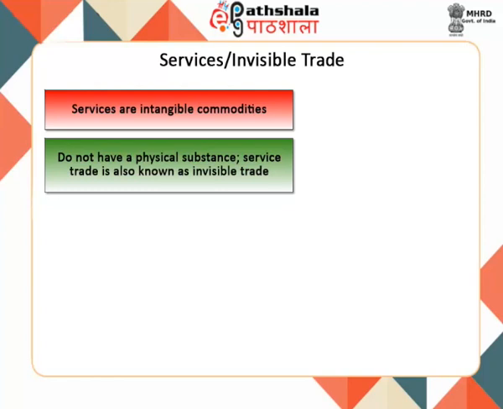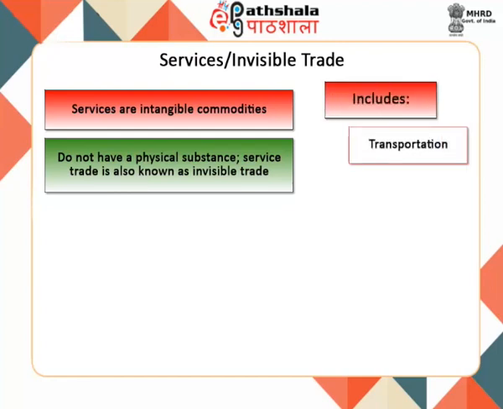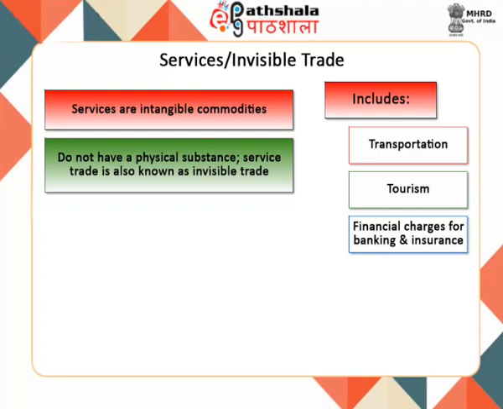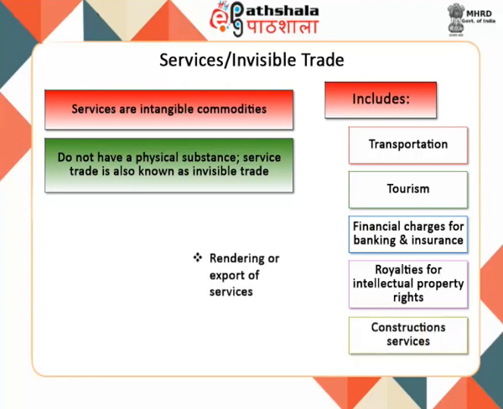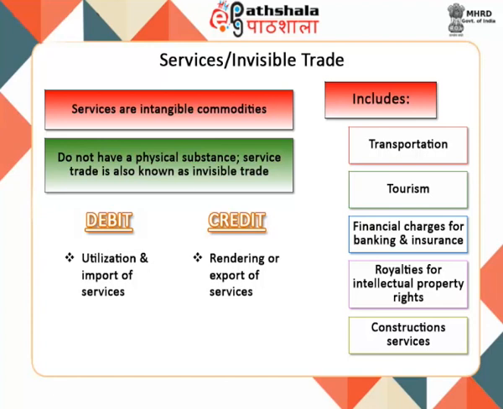Commonly, the international traded services are transportation, tourism, financial charges for banking and insurance, royalties for intellectual property rights, construction services, etc. The rendering or export of these services entitles a country to receipt of the foreign exchange and is therefore recorded as a credit or the positive item. On the other hand, the utilization or import of these services creates a foreign exchange payment liability and hence recorded as debit or a negative item.